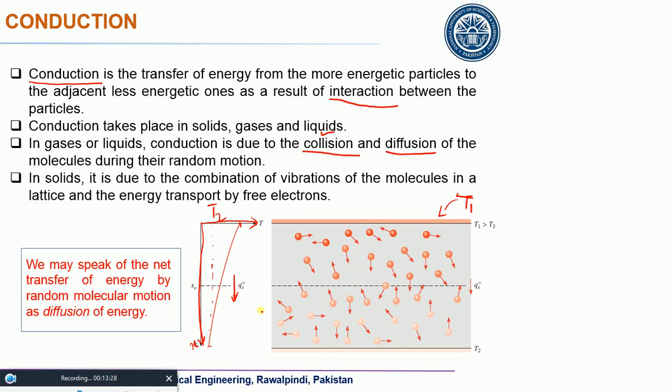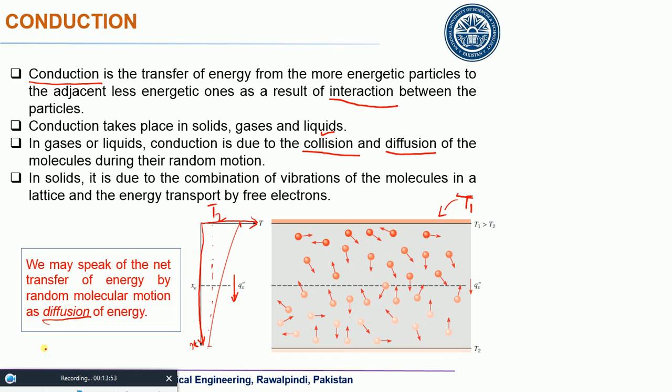It would go from the upper surface to the lower surface. So we may speak of the net transfer of energy by random molecular motion as diffusion of energy. This is not diffusion of molecules. You can say that the net transfer of energy is basically diffusion of energy. It is not diffusion of molecules. Why diffusion of energy? Because energy is being transferred, not the molecules themselves, in case of solids.